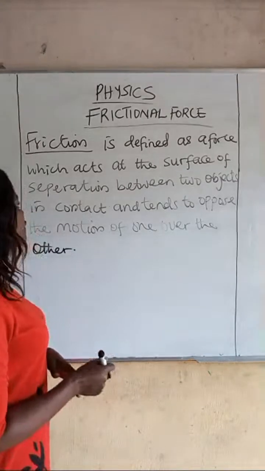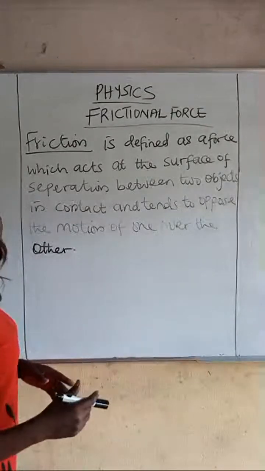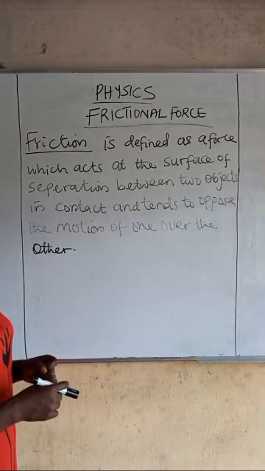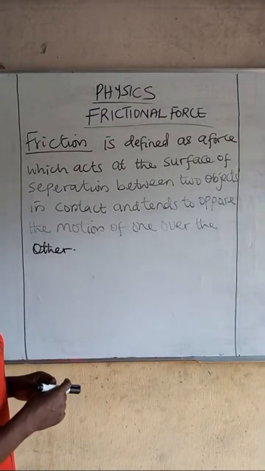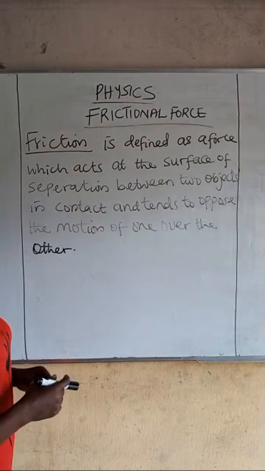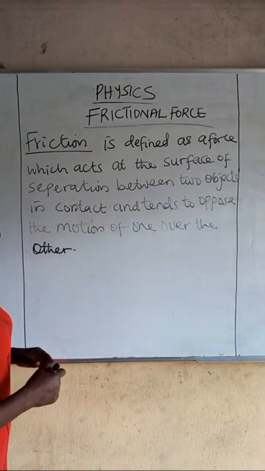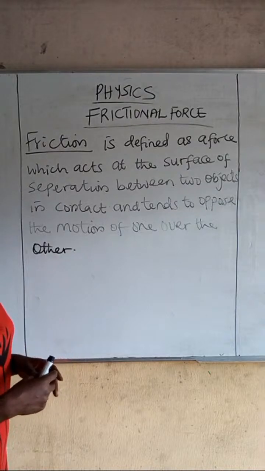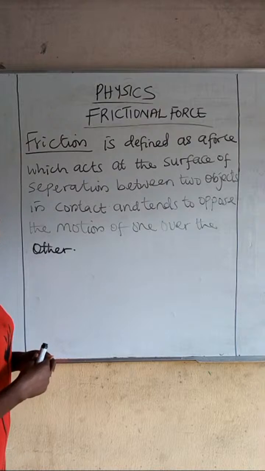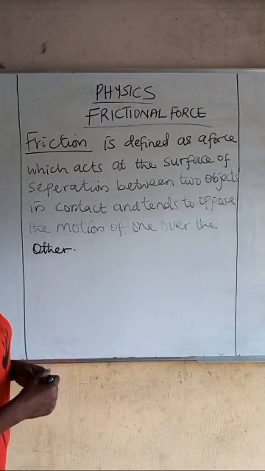Now let's explain friction. Friction is defined as a force which acts at the surface of separation between two objects in contact and tends to oppose the motion of one over the other.